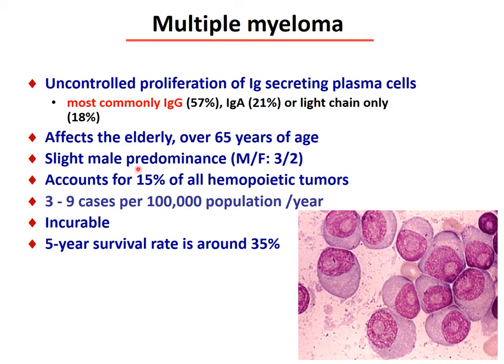And multiple myeloma makes up about 15% of all hematopoietic tumors. As you see, every year there are, for example, a maximum of 9 cases per 100,000 population. So in Hungary, with a population of about 10 million, almost 1,000 cases can be diagnosed every year. And one problem is the survival rate: the 5-year survival rate is around 35%, so it's relatively very low.